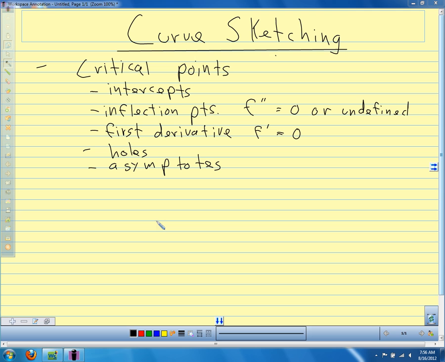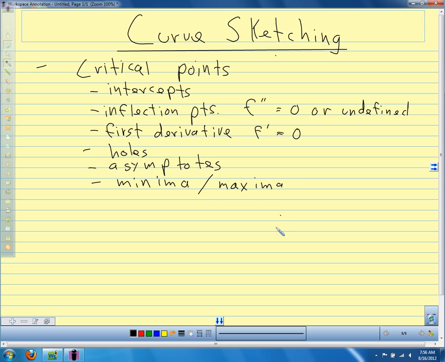Anything else? What else can we think of to analyze a graph? Minimums and maximums. So the first derivative can tell us we're interested in where the first derivative is 0, but we also want to know, are we up here, are we down here? So we want to analyze for minimum and maximum. We have a lot of stuff here so far.